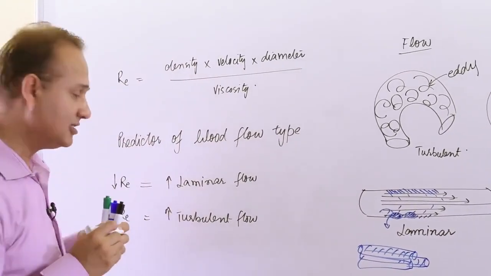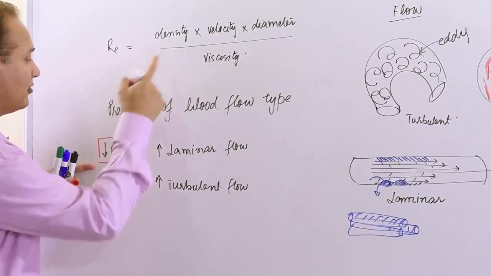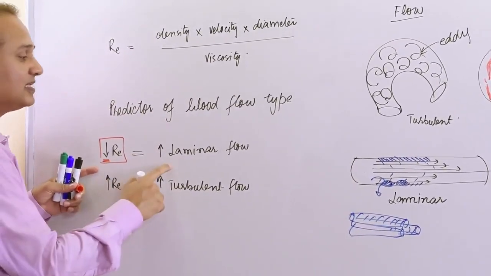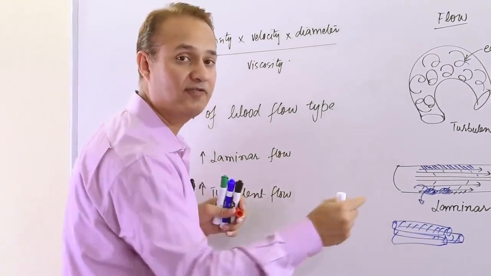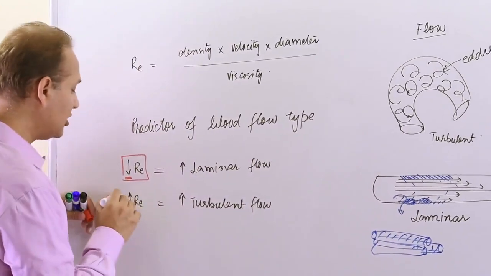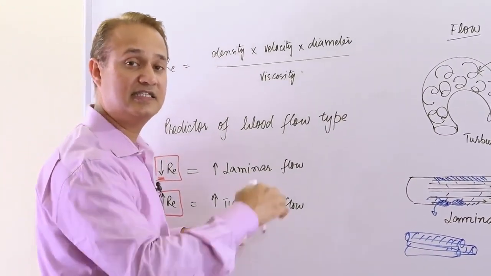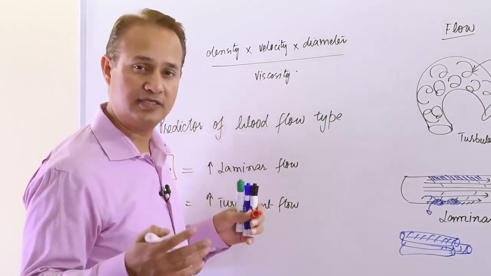What Reynolds number says is, if this number is low, I'm not talking about the formula yet, if the Reynolds number is low, that means laminar flow has increased. There is more laminar flow, more smooth and calm blood flow, better. If Reynolds number is higher, that would mean there is a tendency for turbulent blood flow, and you as a doctor have to figure out why it is turbulent.